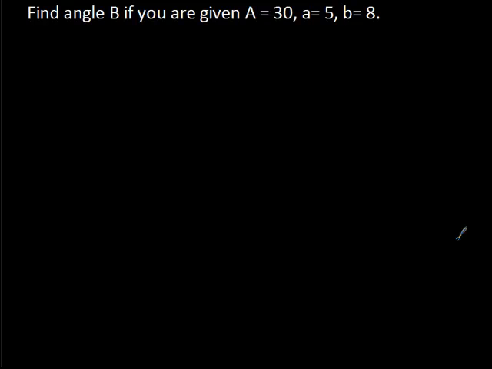Our first problem reads, find angle B if you are given angle A equals 30, lowercase a equals 5, and lowercase b equals 8. Now, for law of sines, if you have a capital letter, such as a capital A, a capital B, or a capital C, these represent angles. If you have a lowercase a, lowercase b, or lowercase c, these are the sides of the triangle.